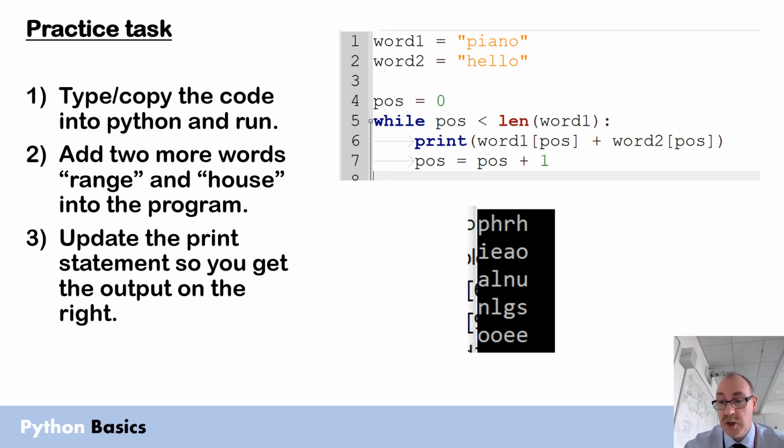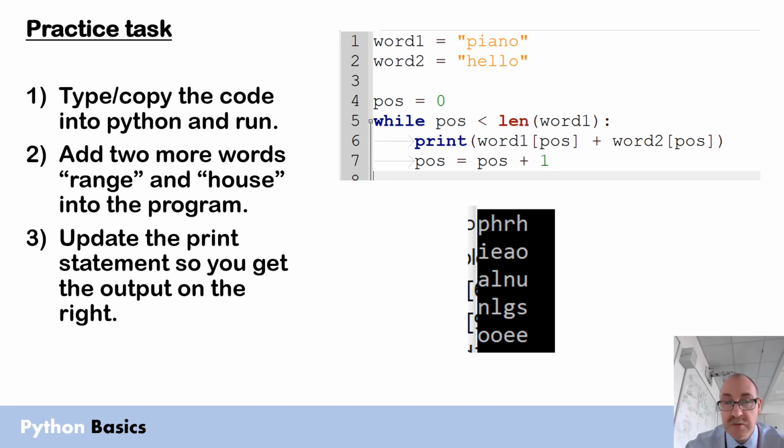Now to do that, you're going to need 2 more variables. At the moment there's 2 words placed into 2 separate variables. You need to create 2 more, okay? One with the string range in and one with the string house in. Then you're going to update line 6, the print statement, so it also prints out the letters of range and house as well. You're going to use the same pattern as is currently there.